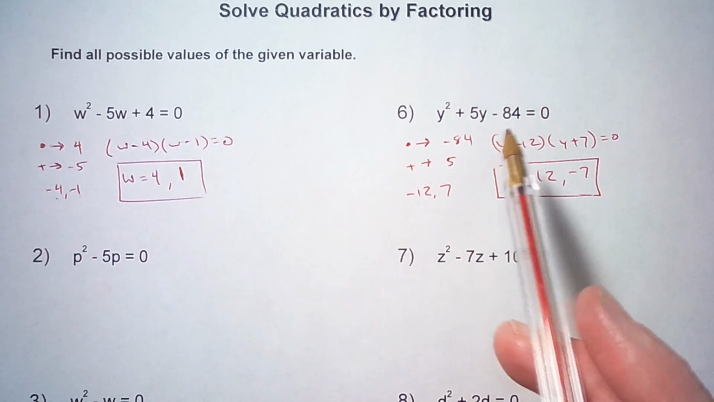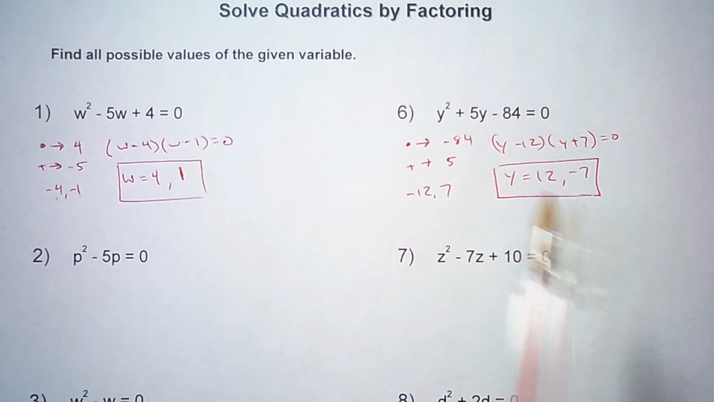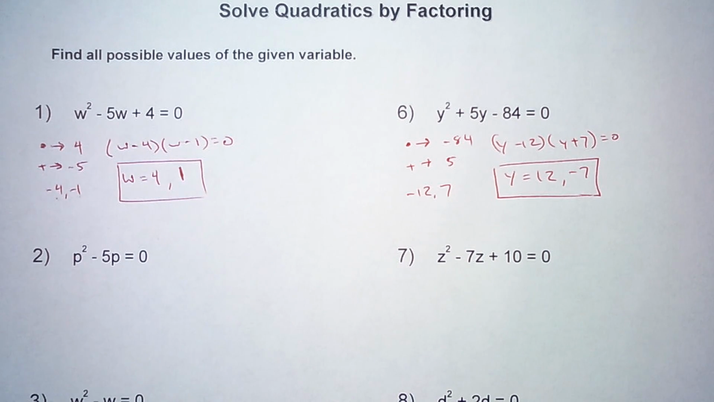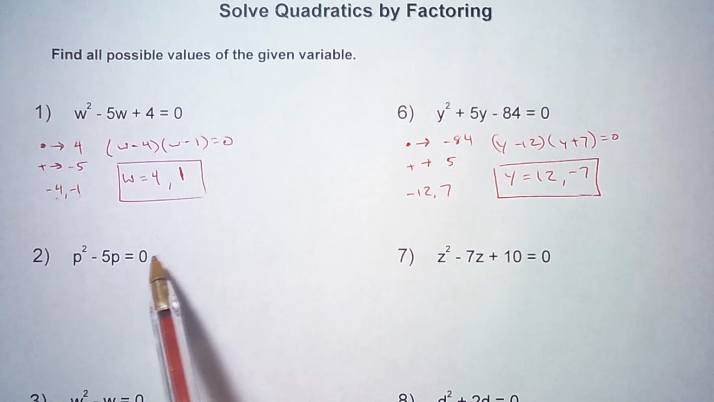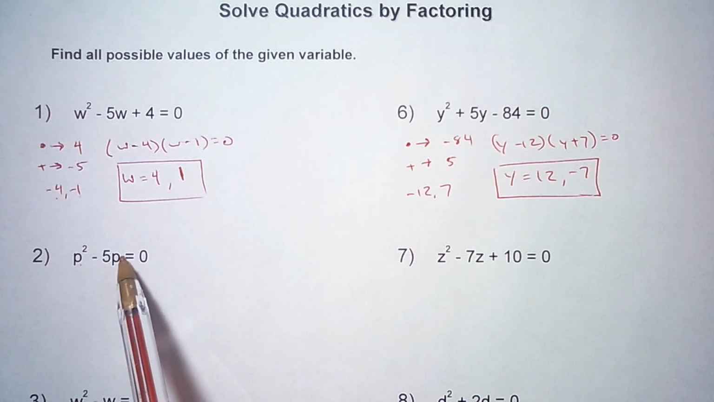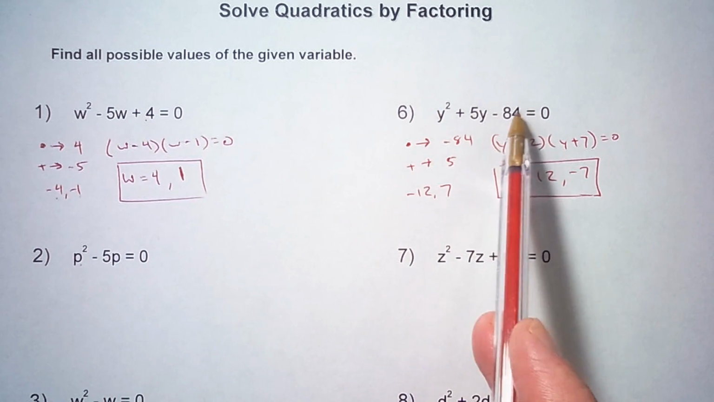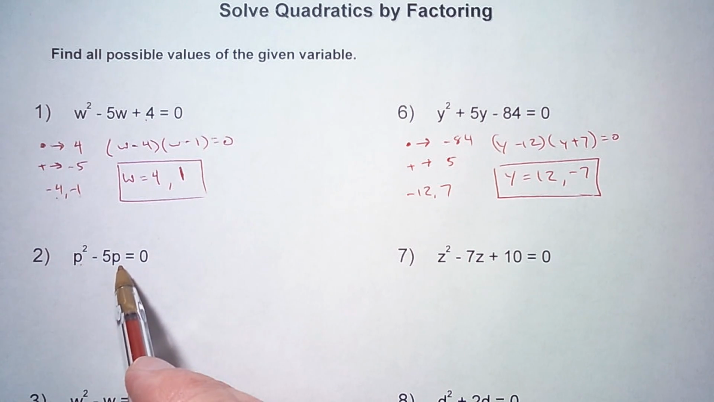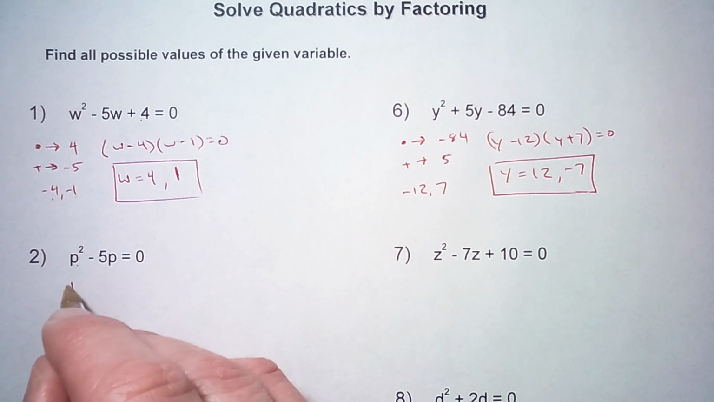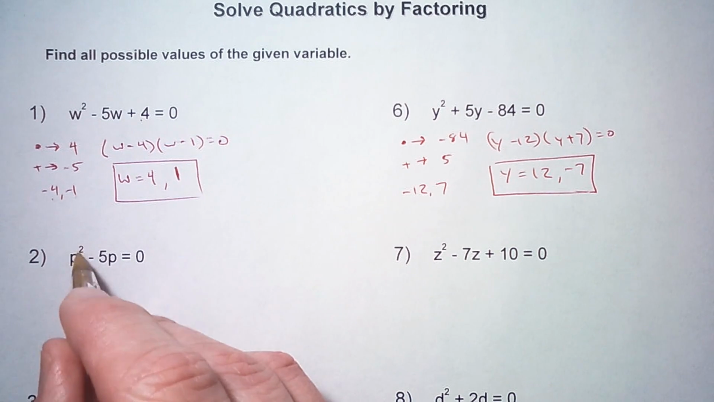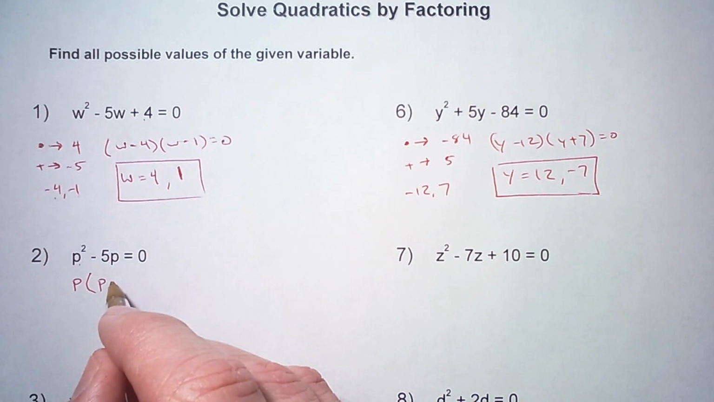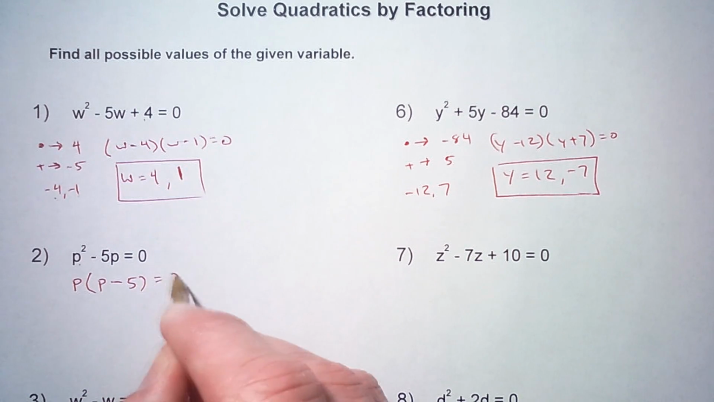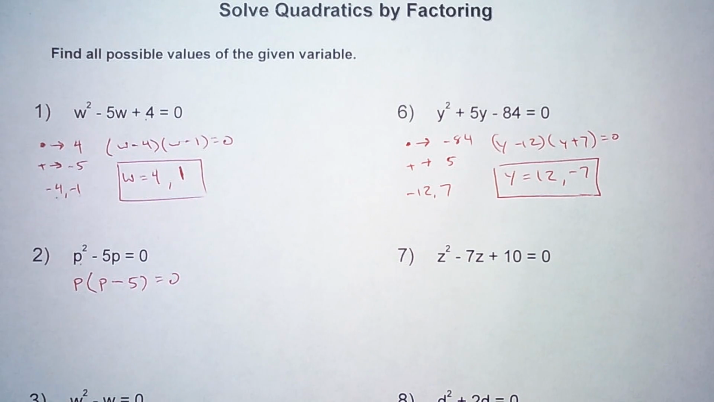Okay, now this method works really great when the leading coefficient is 1. And throughout this worksheet it will always be 1. There is a difference here though on number 2. Notice that number 2 I have p squared minus 5p, but I don't have another term like I had here. I don't have a c term. So here I do have a common factor I can factor out of these 2 terms, and that common factor is p. p squared divided by p is p, and -5p divided by p is -5. So there is my factored form.